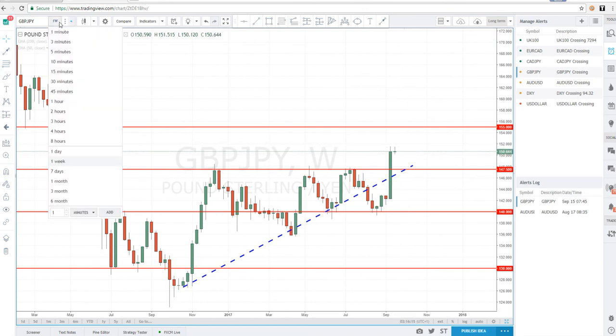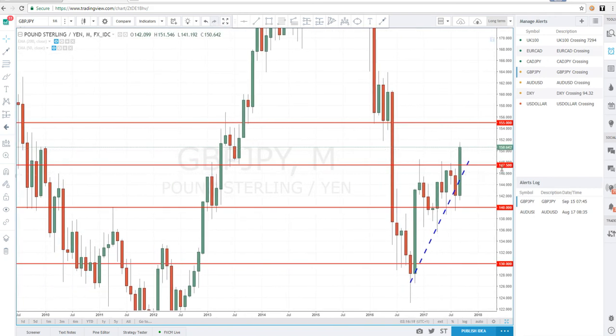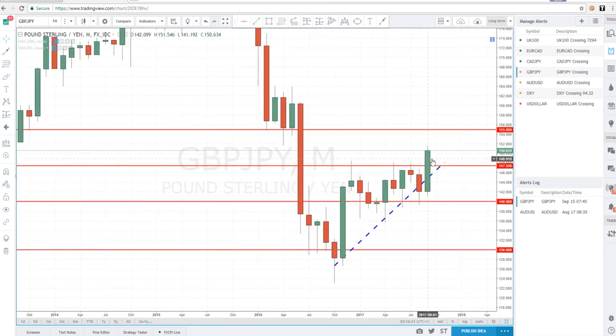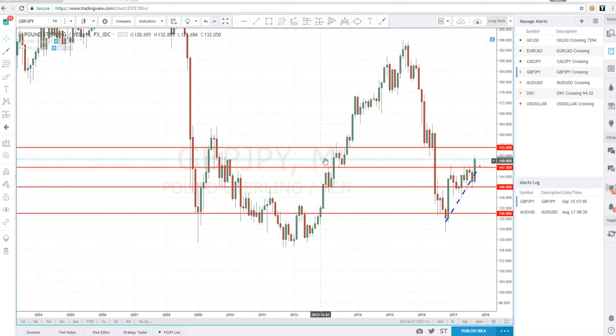And I'm going to switch to the monthly chart to show you what the monthly would look like. The monthly would look something like a little bit lower than that, so it would probably end up around about 149 roughly. And that would be a nice bullish signal to take you up to the 155. And 155 is key for this area and this area here pretty much as the next level.